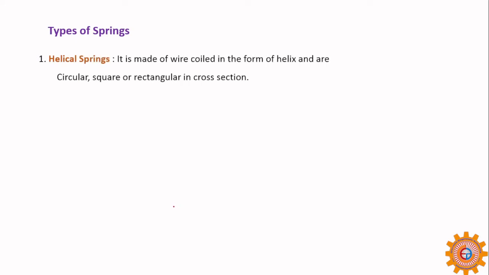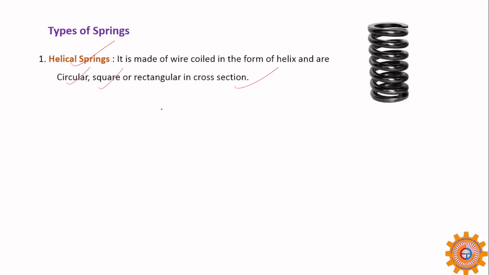The major type we use in so many applications is the helical spring. It is made of wire coiled in the form of a helix and is circular, square or rectangular in cross section. You must be familiar with the circular one and also the square one. This is the circular one. The upper part is grounded so that it can take the seat in a comfortable way.